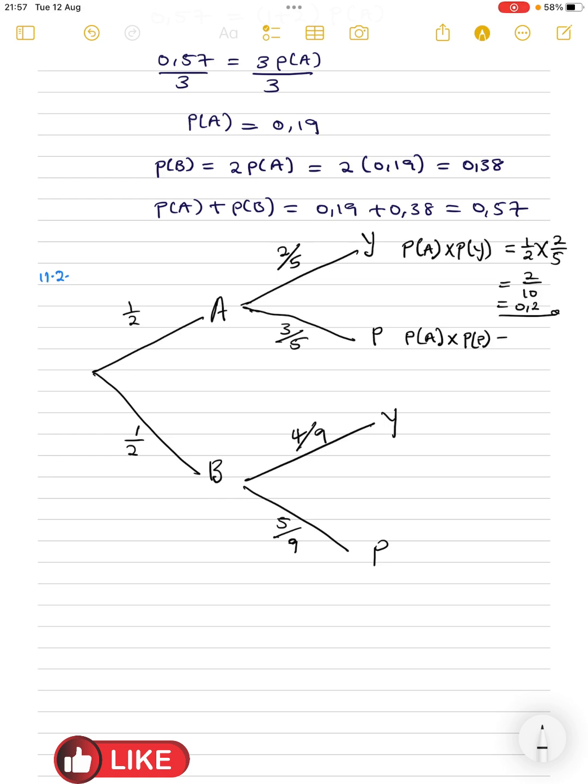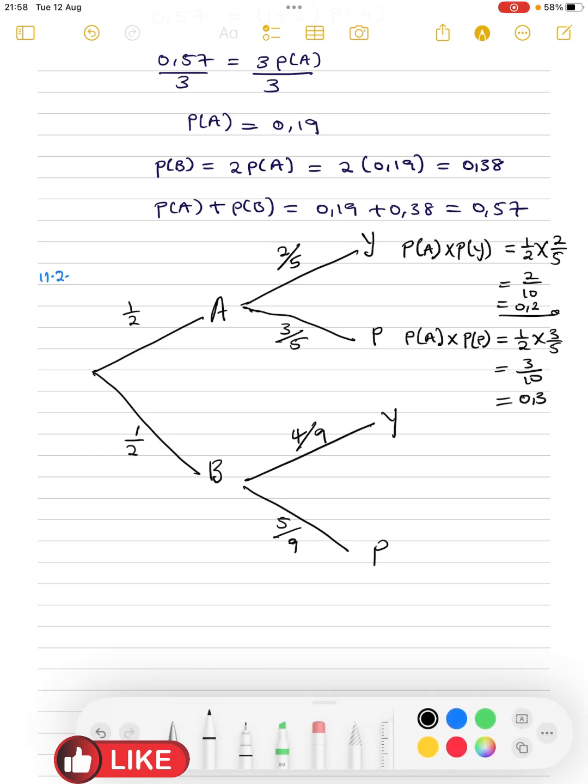Then the probability of picking bag A and picking a pink ball will be half times 3 over 5, which is 3 over 10, which is 0.3. By the way, let me use a calculator to verify. Yes, it's 0.3.